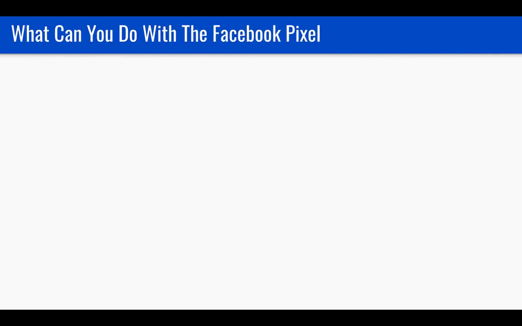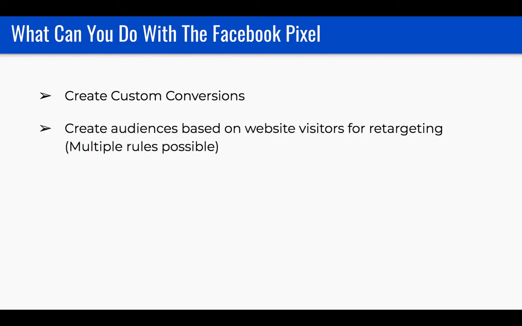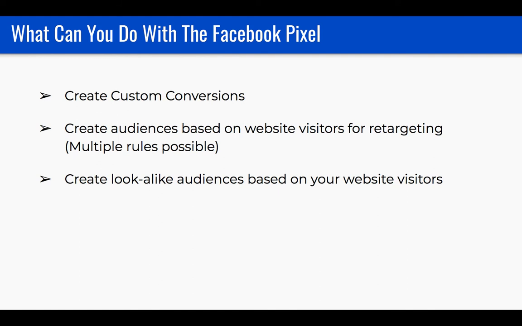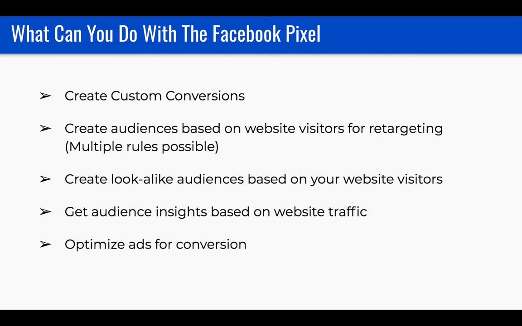So what can you do with the Facebook Pixel? You can create something called custom conversion. So if you are running a conversion optimized campaign, then custom conversion are going to be simply helpful. I'll be creating tutorials and video, and I will be also creating conversion optimized campaign and show you how custom conversion works in the future videos. You can create custom audience based on the website visitors for retargeting, and you can do multiple rules with this. You can create a lookalike audiences based on your website visitor. You can get audience insight based on your website traffic, and you can optimize your ads for conversion.